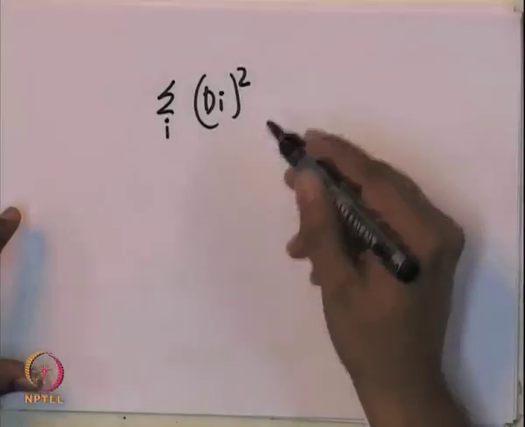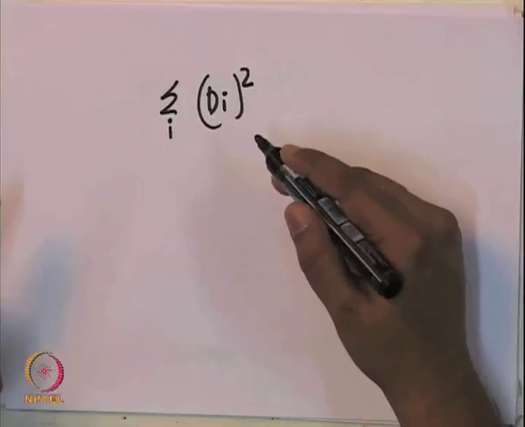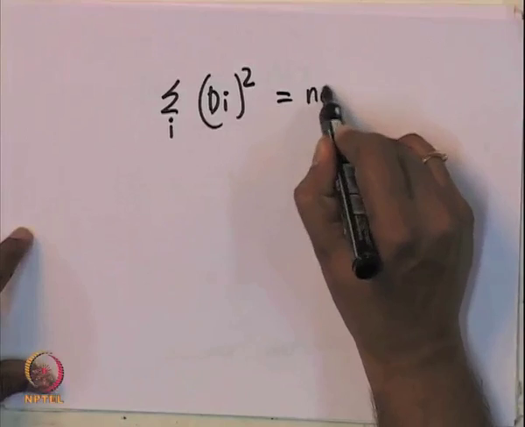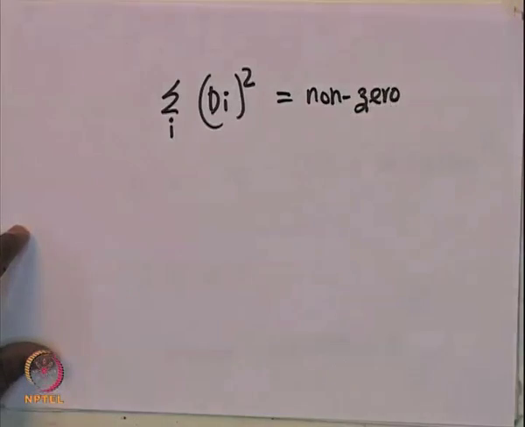Because the sum over i of di is 0, it makes no sense. So the next thing to do is di square. Since it is square, this will always be positive, so this will be non-zero. The simplest non-zero value you can get is by squaring and summing. So let us look at that.